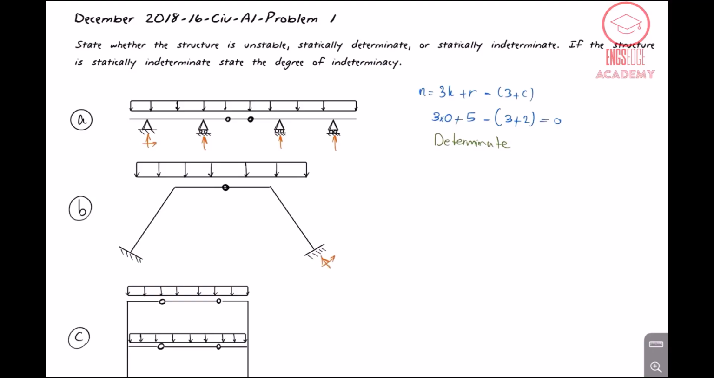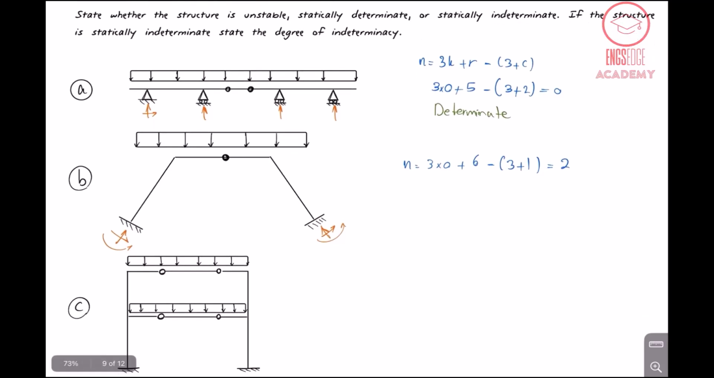In the next example, as you can see, we have 3 reactions here and 3 more here, making a total of 6 reactions. No loops, and 1 constraint equation. So, n equals 3 times 0 plus 6, minus 3 plus 1, equals 2. That means this structure has a degree of indeterminacy of 2.